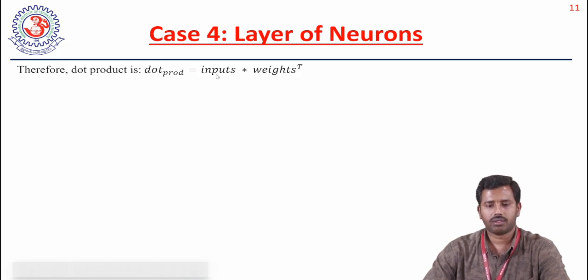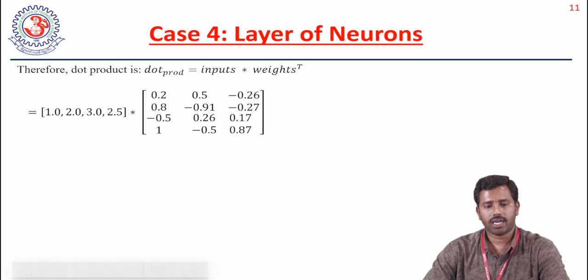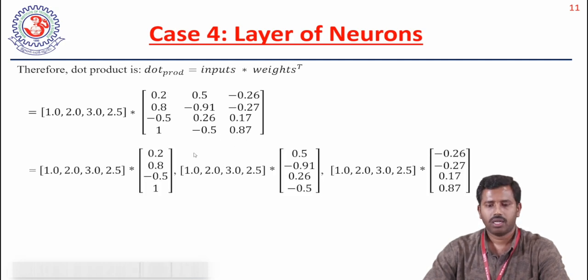The dot product will be represented as a weighted sum, nothing but input times weights transpose, so that every input value takes every column from the weights transpose. The equation will look like this: the input vector contains 1.0, 2.0, 3.0 and 2.5. The dimension is 1 by 4, and this product is applied on every column from the weights transpose matrix. The first column vector is 0.2, 0.8, minus 0.5 and 1. The second column vector contains weights 0.5, minus 0.91, 0.26, minus 0.5. And the third column vector contains values minus 0.26, minus 0.27, 0.17, 0.87.